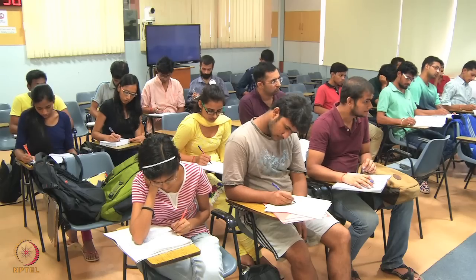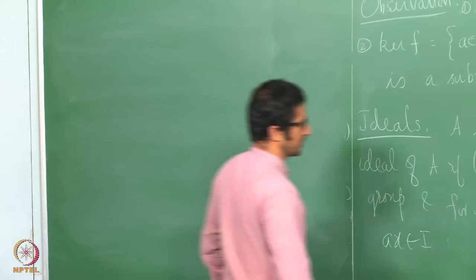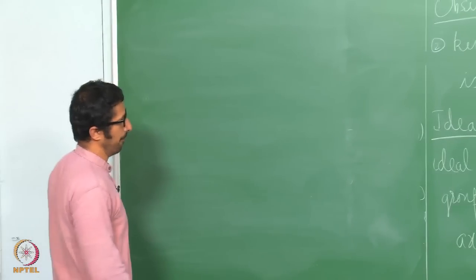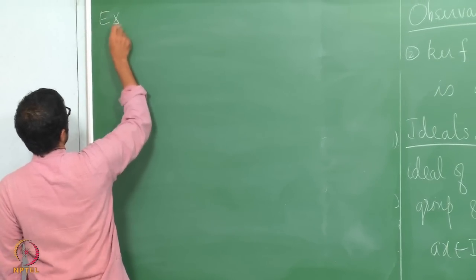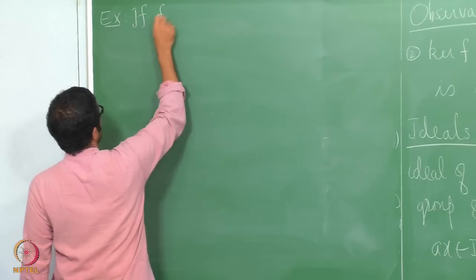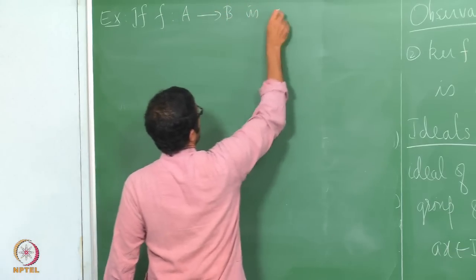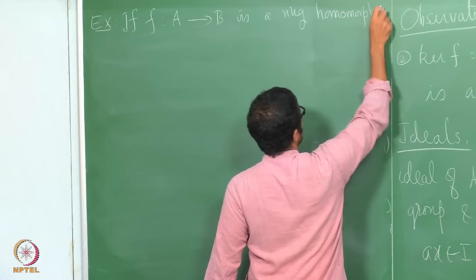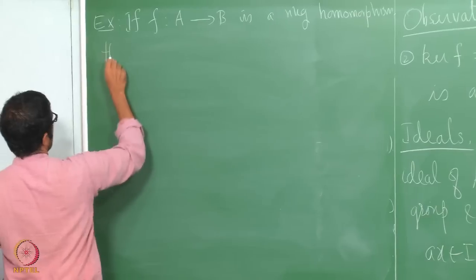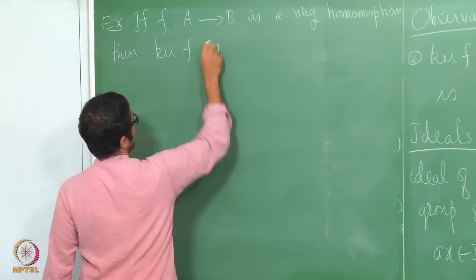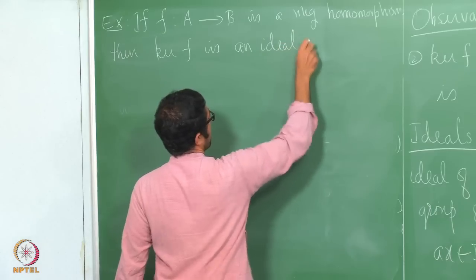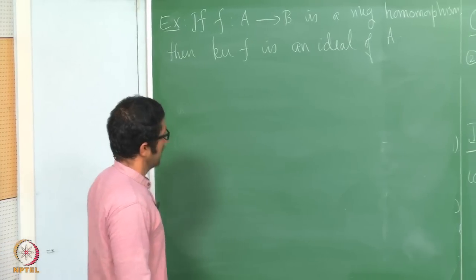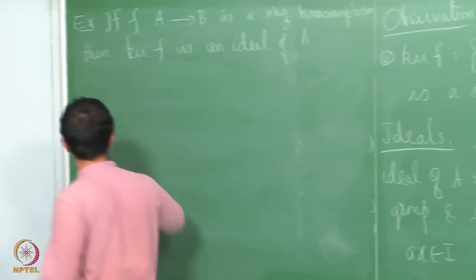Okay. Now, let us go back to what we wrote here. Kernel is a subring, and this is again another easy exercise. If f from A to B is a ring homomorphism, then kernel of f is an ideal of A. Okay. Again, this is something that you must have done in your first course.